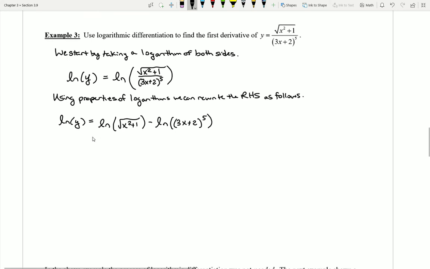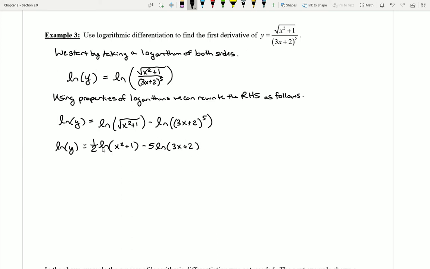But I could also actually make use here of the power rule, because I'll notice that this entire input on the logarithm is being raised to a power of 1/2. And so I could pull that down to the front and just leave everything else on the inside alone. In the same way, I could take this power of 5 and pull it down to the front and leave everything here on the inside alone.